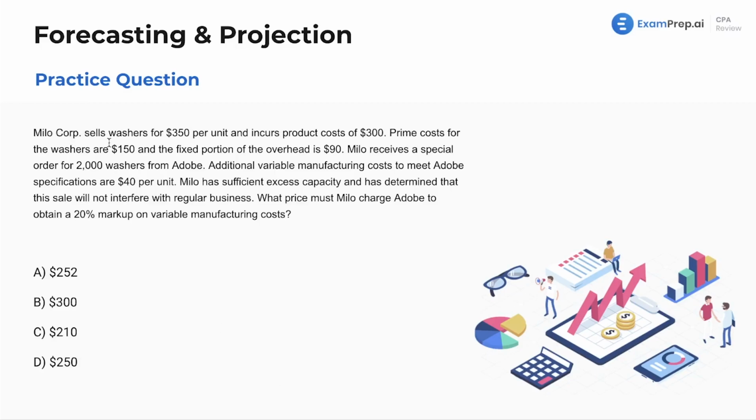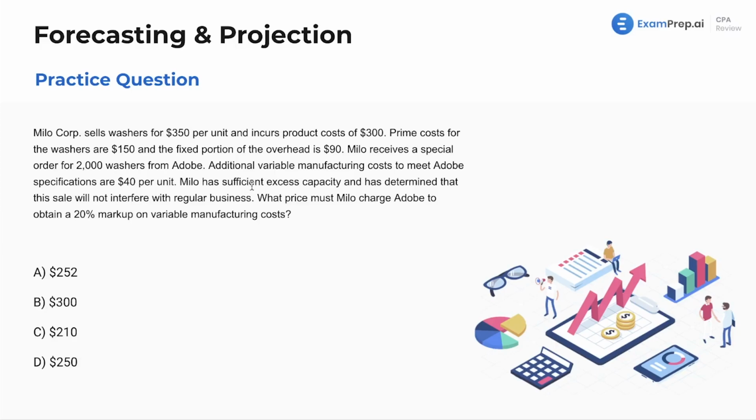Milo Corp sells washers for $350 per unit and incurs product costs of $300. Prime costs for the washers are $150 and the fixed portion of the overhead is $90. Milo receives a special order for 2,000 washers from Adobe. Additional variable manufacturing costs to meet Adobe specifications are $40 per unit.